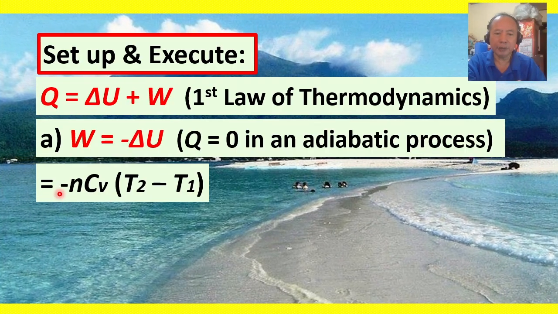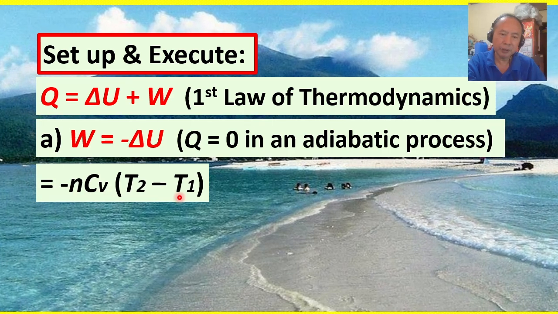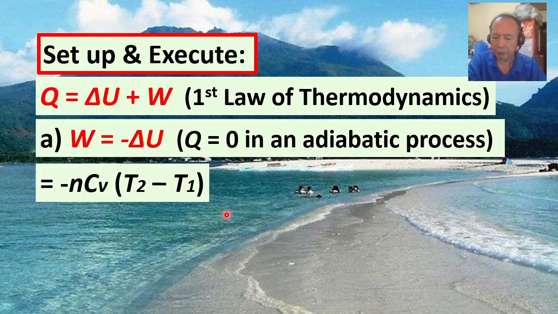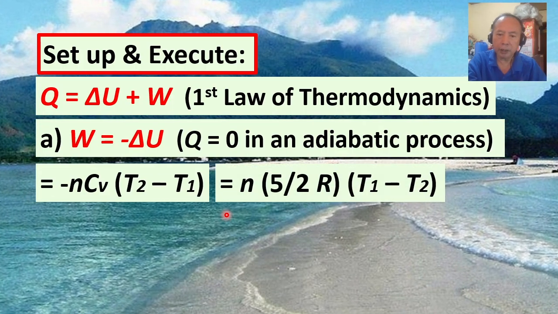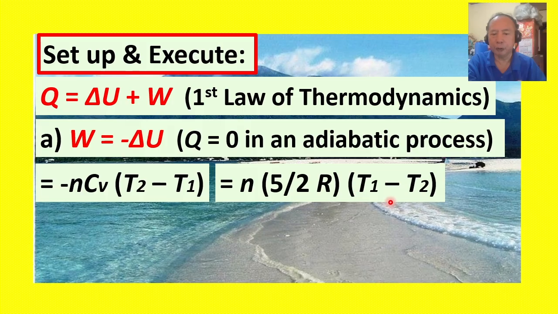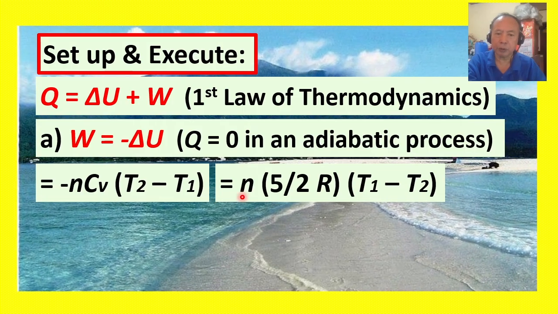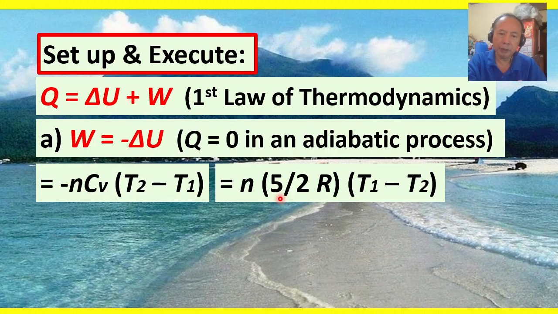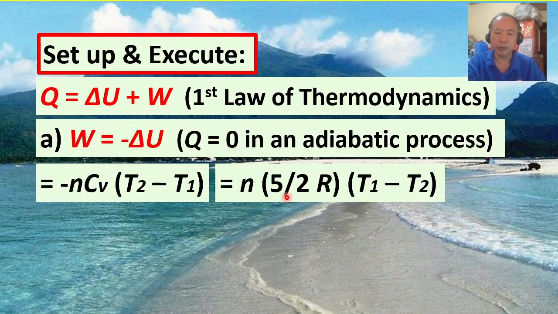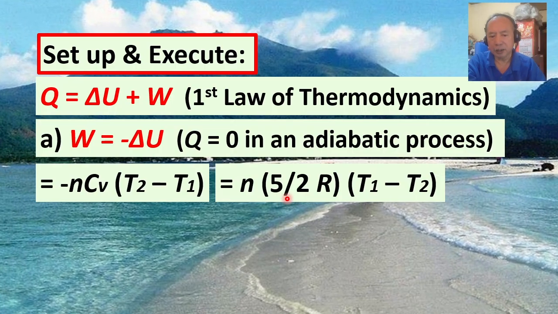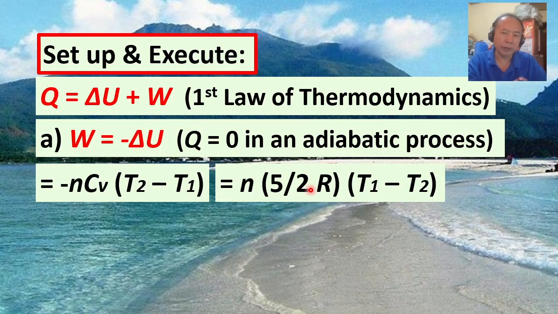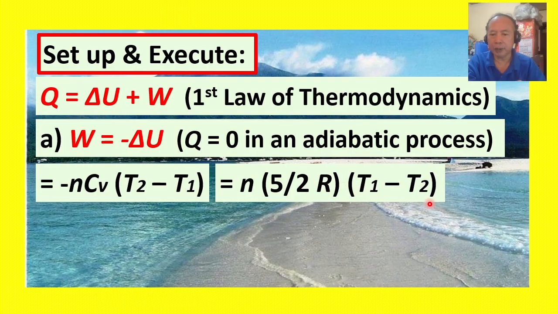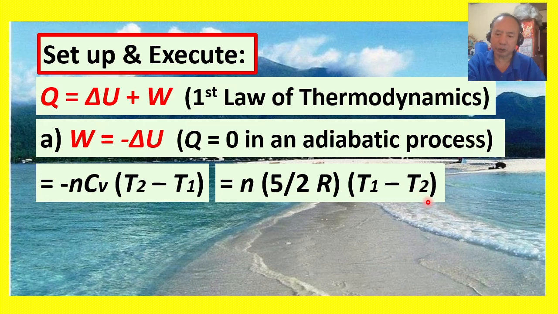And getting rid of the minus sign here, we can simply multiply the whole thing by negative 1 and come up with this working formula. Capital W is equal to small n times the molar heat capacity at constant volume, which was earlier given as 5 halves times the universal gas constant, capital R, and then multiplied by capital T sub 1 minus capital T sub 2.